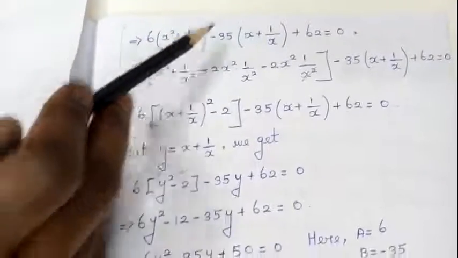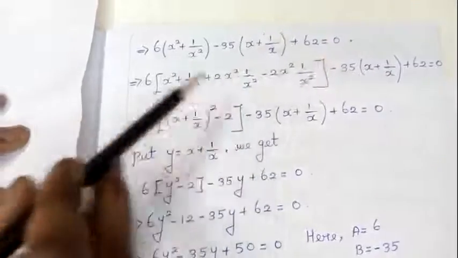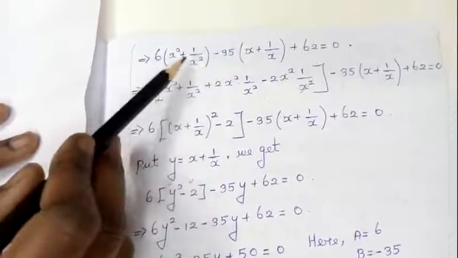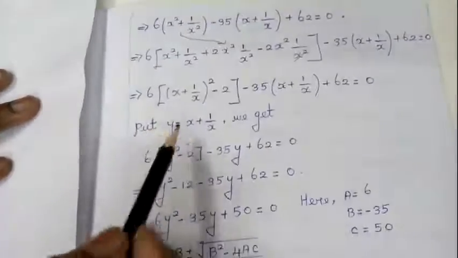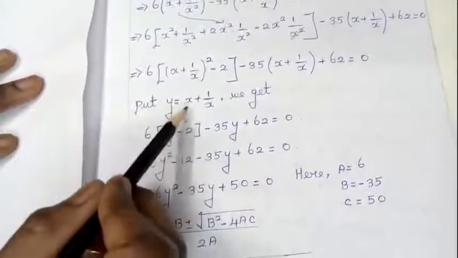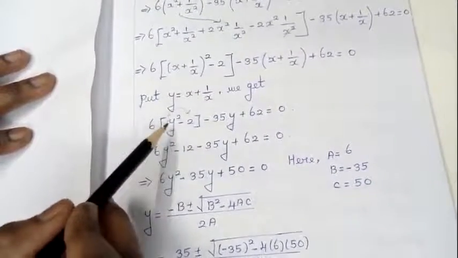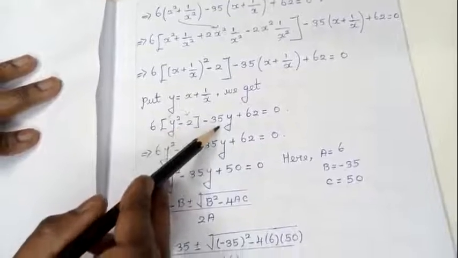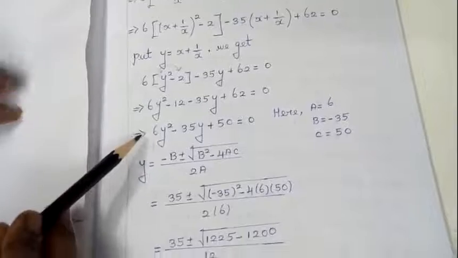After dividing, you are going to bring it in this form, that is 6 into x square plus 1 by x square minus 35 into x plus 1 by x plus 62 equal to 0. This calculation I told you in your last sum. You are going to try this method. After simplifying, what I am going to do here, students, put y equal to x plus 1 by x. In place of this, I am replacing y: 6 into y square minus 2 minus 35y plus 62 equal to 0.